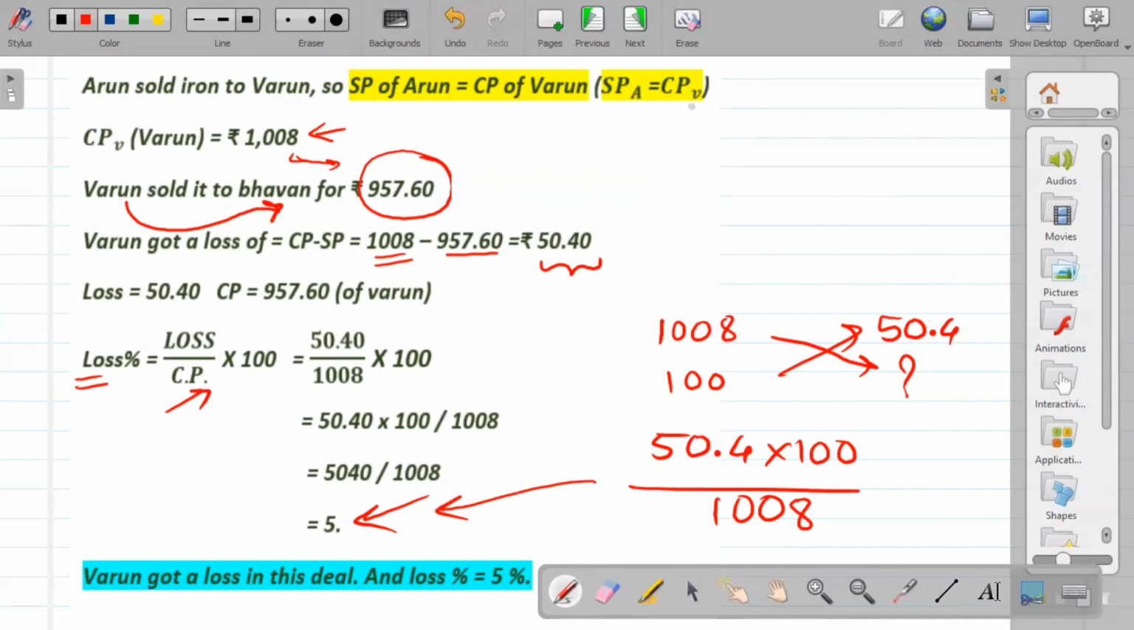So in this total deal, Varun has got a loss of 50.4 rupees, and that is nothing but 5% of his total cost price. So whenever these kind of questions are there, you need to think properly, and then you can implement the formulas or the logic behind it. Okay. If you are having any other query, you can put it in the comment box and you will get the solution.